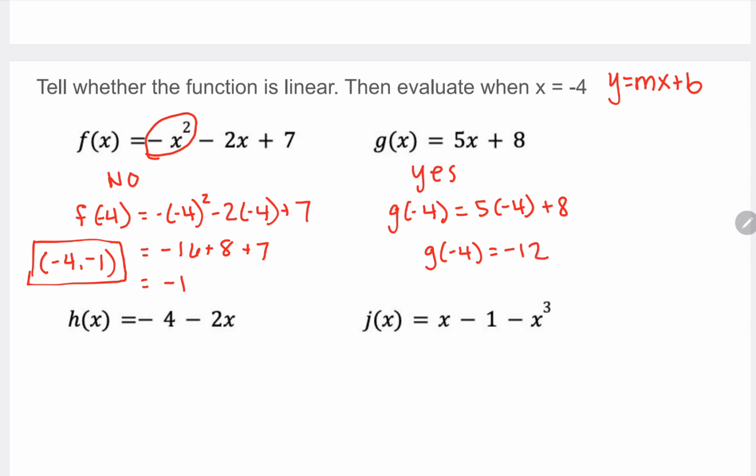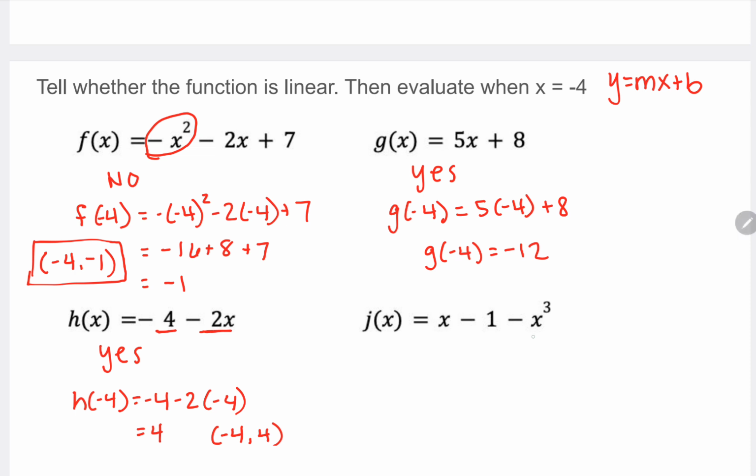H of x is also linear. It can be put in the form y equals mx plus b. We have an mx, we have a b. We don't have anything other than that. And when we evaluate this at -4, we get, let's see, -4 plus 8 is 4. So we have the ordered pair (-4, 4). When we input -4, the value of h is 4.